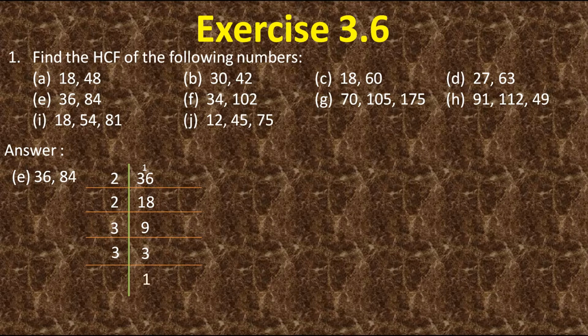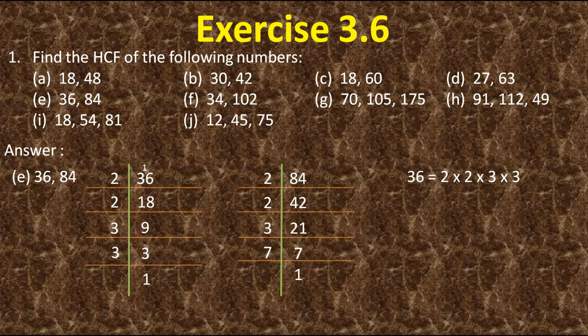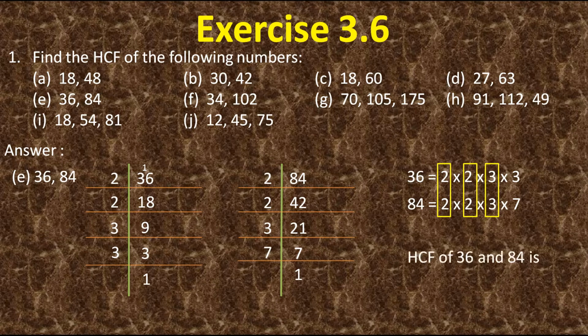Okay. Now we will take 84. So 2 4s are 8, 2 2s are 4, 2 2s are 4, 2 1s are 2. Next 3 7s are 21, 7 1s are 7. Okay. Now we got the prime factorization of 36 and 84. Here 2 is common, 2 is common and 3 is common. Therefore the HCF of 36 and 84 is 2 into 2 into 3, which is equal to 12.